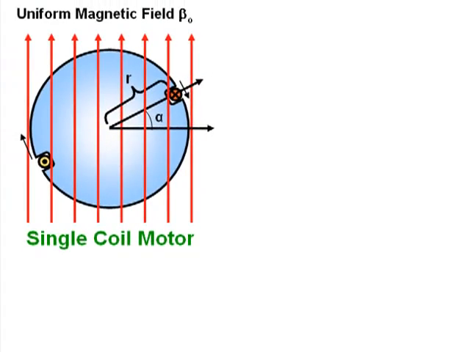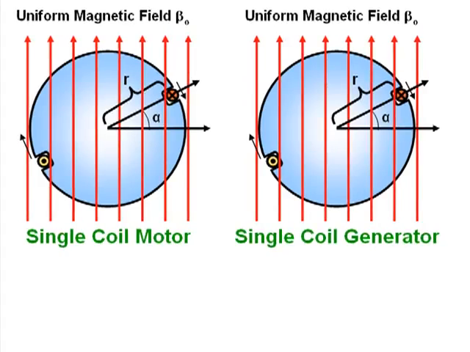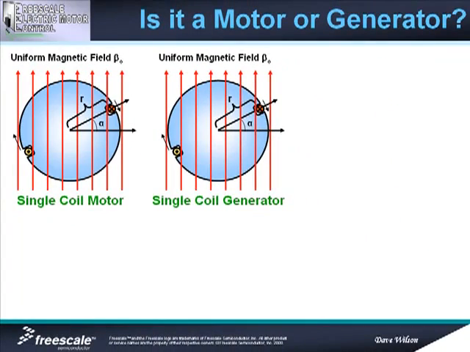You may have noticed that the mechanical structure for the motor presented earlier in this tutorial and the mechanical structure of the generator we just discussed are absolutely identical. So this raises the question, is there really any difference between a motor and a generator? The answer is, not really. It just depends on how you use them.